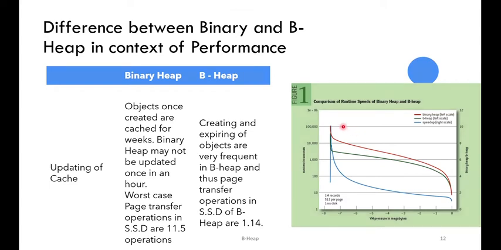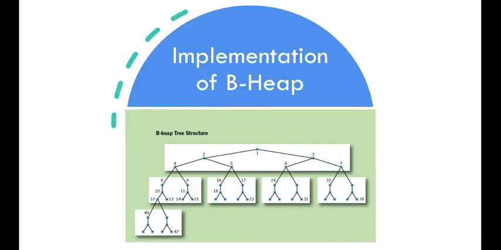As you can see in the graph, the red line is the binary heap and the green line is the B heap. So as we increase the VM pressure, the runtime decreases. But there is a significant difference between the binary heap and the B heap. Now let's study the implementation of B heap.